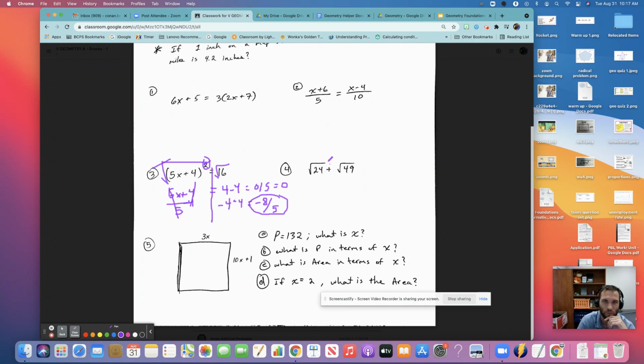But okay, so for the next one, number 4, this is our learning target: simplify radicals and add subtract radicals. So I break 24 down into two things, and then I'm going to try to break this down into two things, but it turns out 49 is already a perfect square, so it turns out that that's just 7. And 24 is 4 times 6, which is 2√6 plus 7, and that is going to be that.